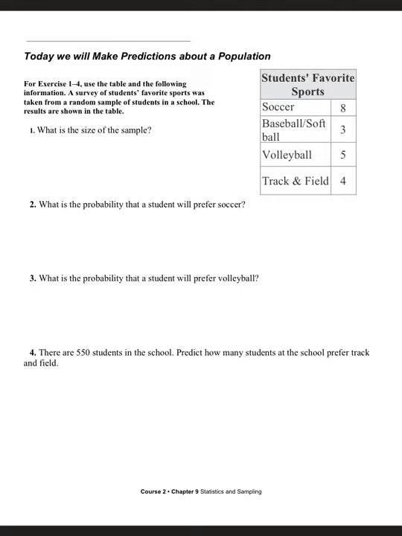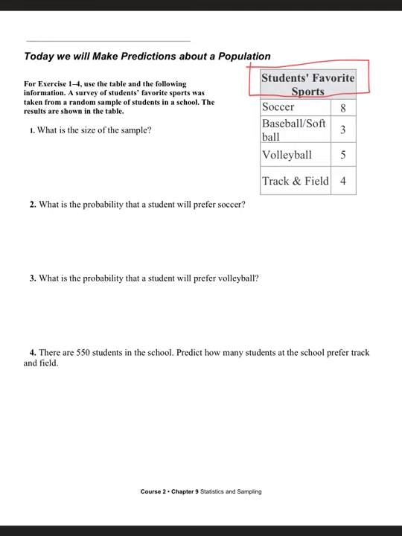Now, if you look on the side here, it says for exercise 1 through 4, use the table and the following information. A survey of students' favorite sports was taken from a random sample of students in a school. The results are shown in the table. So if we look here at the table on the side, this shows us the students' favorite sport. And we're going to use this information to make some predictions and to make some comparisons.